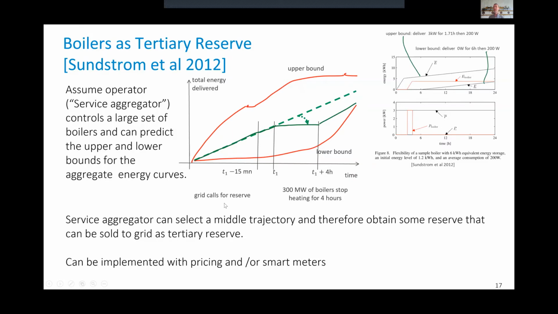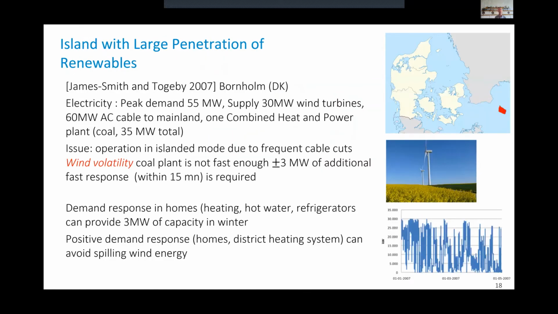So this is how demand response can provide tertiary reserve. So we see that demand response can be a tool to provide all kinds of reserves that the grid needs for its operation.